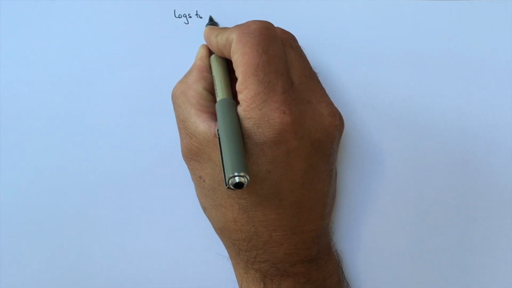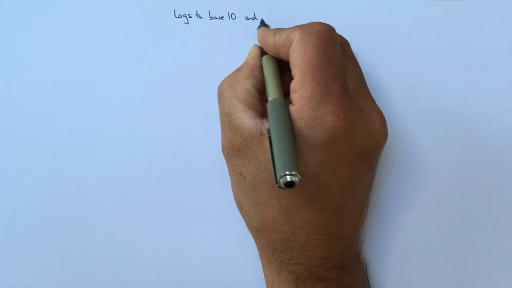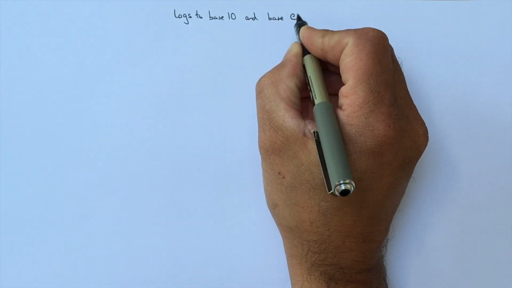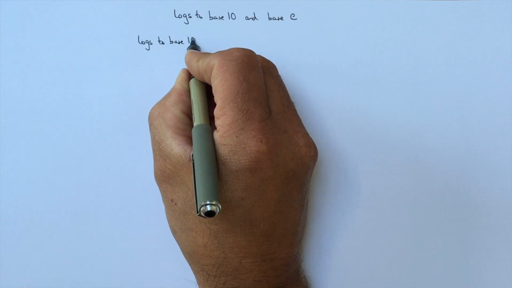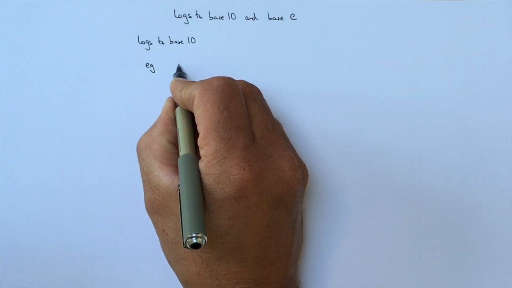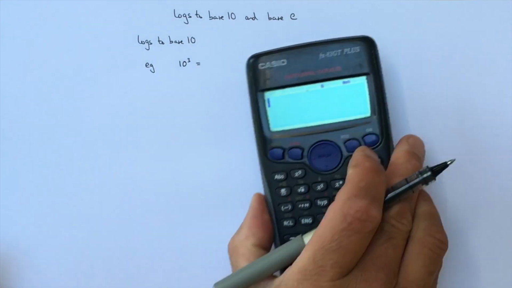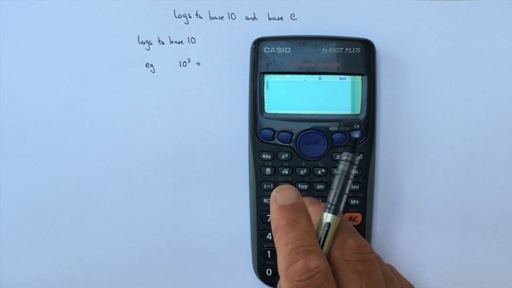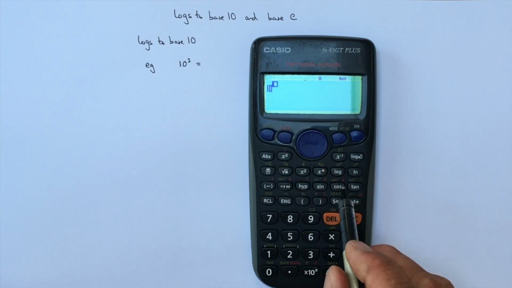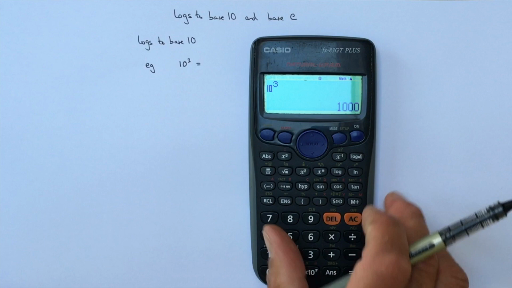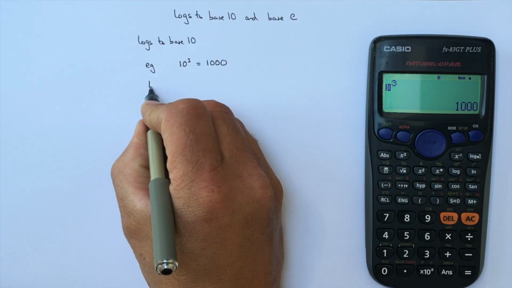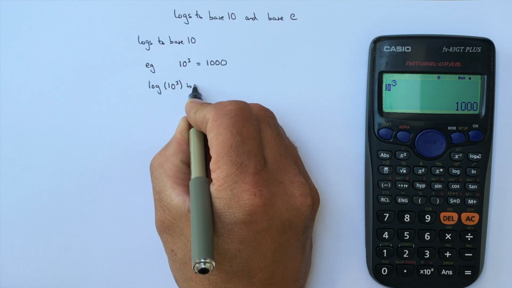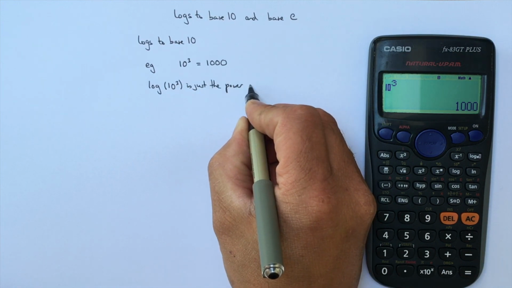Before we look at logs to the base e, it's important to remind ourselves about what logs to the base 10 and logs to the base e mean. So what does log to the base 10 actually mean? Well, let's use the example of 10 to the 3. What does it equal? You'll see on your calculator, if you look at the log function, the inverse of the log function is 10 to the x. This is equal to 1000. So the log of 10 to the 3 should just be the power, which is 3.